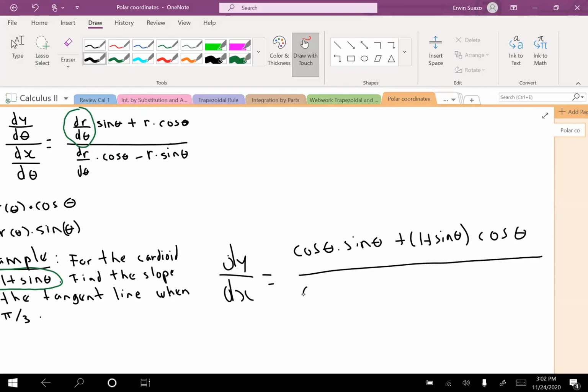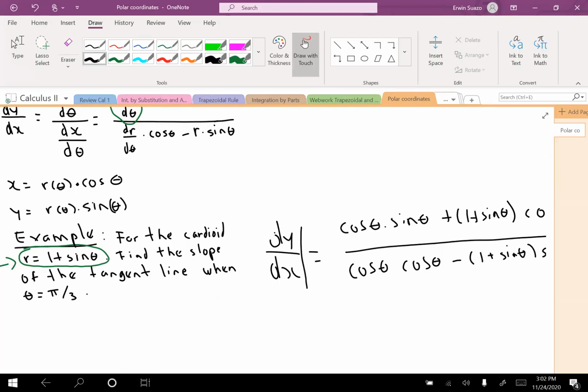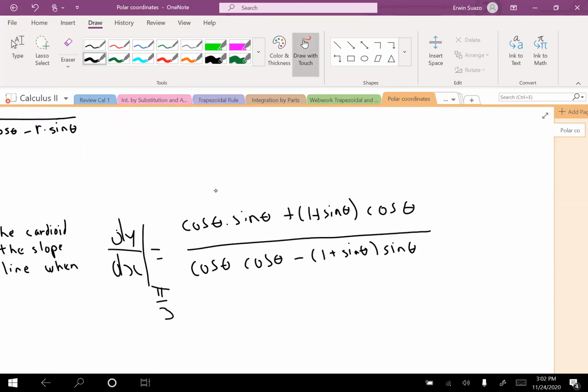Is cosine of theta times cosine of theta minus 1 plus sine of theta times sine of theta. So all that you need to do now is plug in at pi thirds. Okay, so you plug in at pi thirds. When you plug in at pi thirds all this in your calculator, you should get -1. Okay.